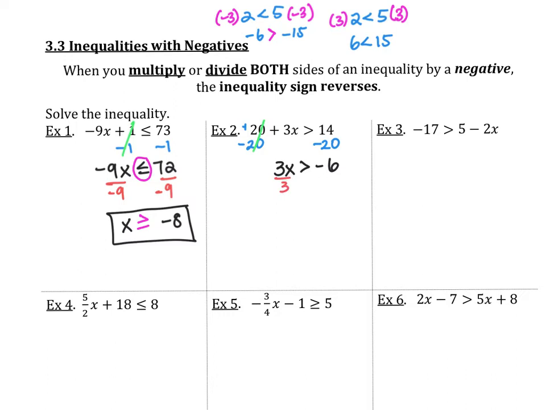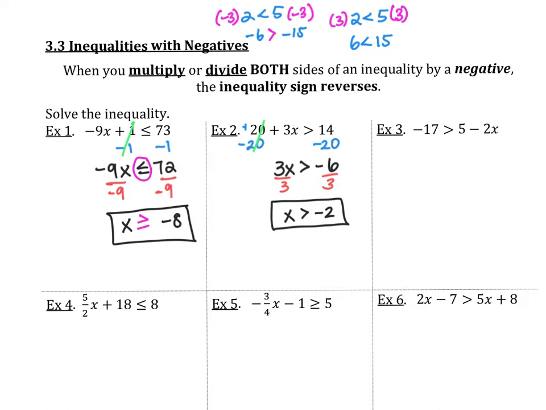I'm going to go ahead and divide. x is greater than negative 2. Now let me pause. Did I divide both sides by a negative? The number on the bottom is positive 3, so I divided both sides by positive 3. Since it's a positive, it doesn't mess up my inequality, so I keep it exactly the same way. Let's try the next one.